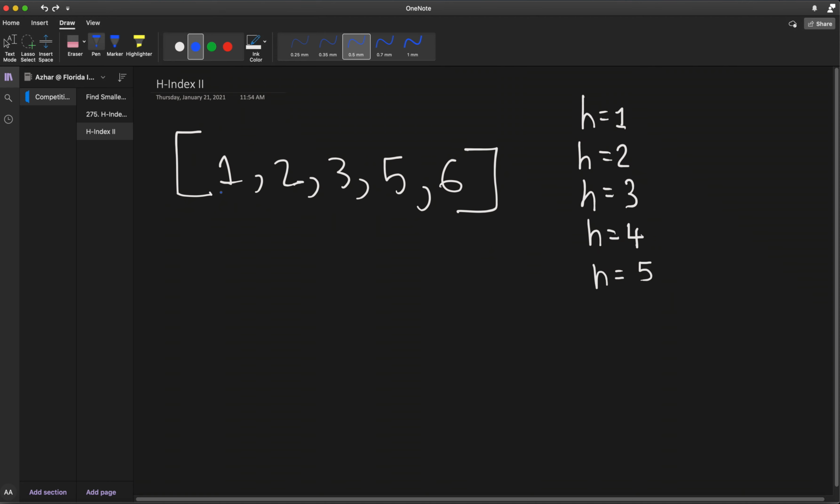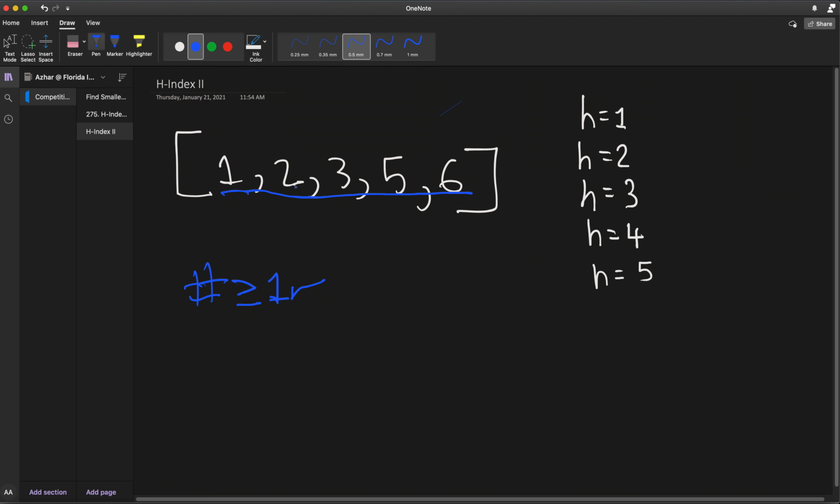Is that the case here? Well, there is, because we have 1, and then there's 2, 3, 4, 5. All of these numbers are greater than or equal to 1. So we can go ahead, and that could be an answer. But the thing with this problem is that we want to get the maximum value. So let's keep checking.